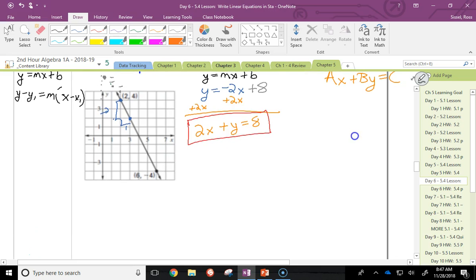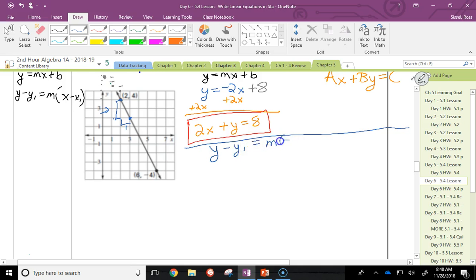Now, I've got to show it so you guys can see both of them. If I wanted to use the other method, and we wanted to use y minus y1 equals m times x minus x1, we could do that. And here's how. We can choose either coordinate, 2, 4, or 6, -4. I'm going to use 2, 4 because it's smaller numbers and they're positive. And we just rewrite our equation with it.